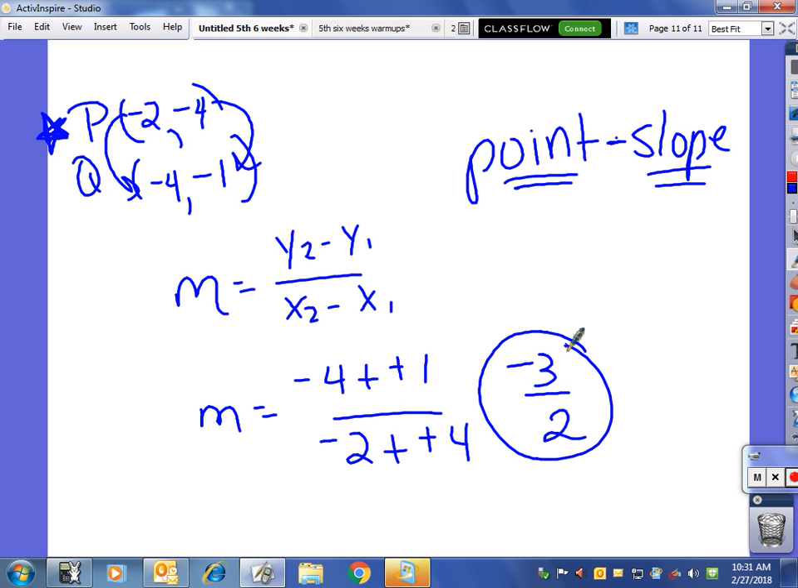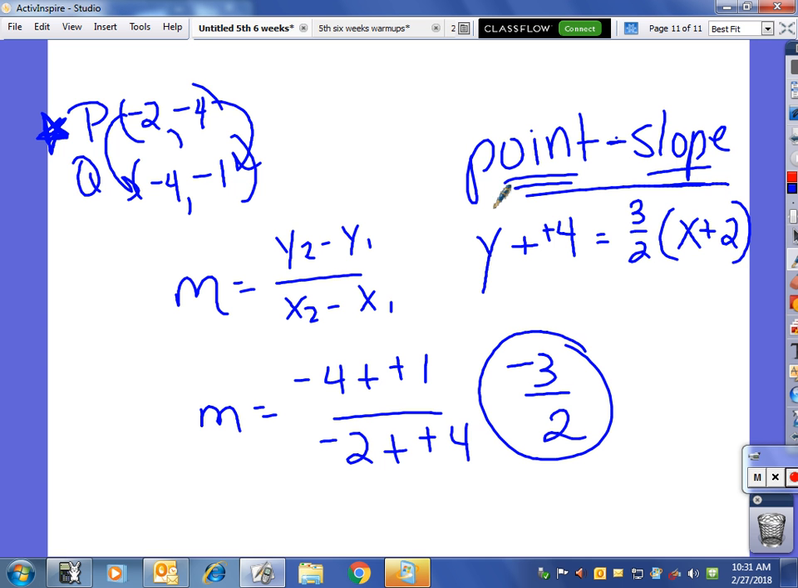What point did I tell you to use? I told you to use point P. So I would go y minus negative 4, which what's that going to turn into? Plus 4. Equals 3 over 2 times x minus negative 2, which is going to become x plus 2. That's my answer right there. That's what you're doing for homework.